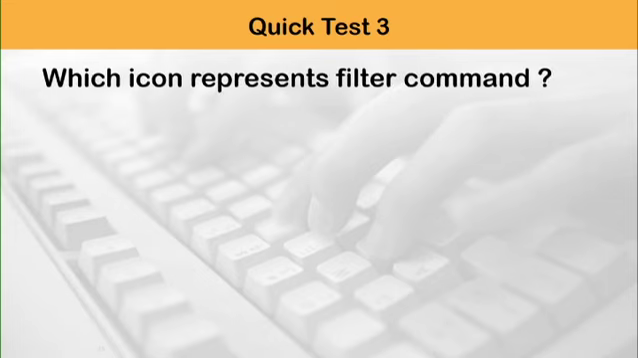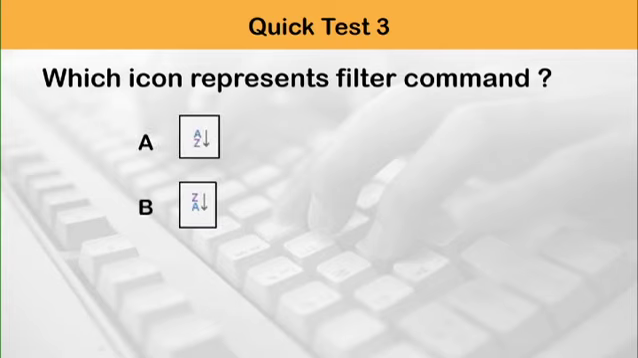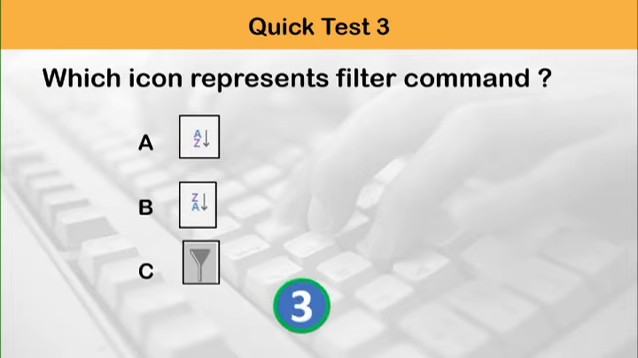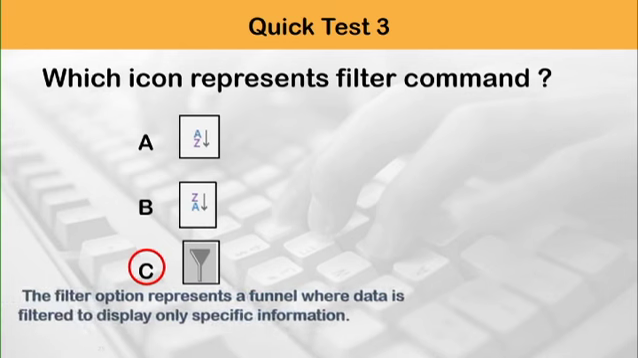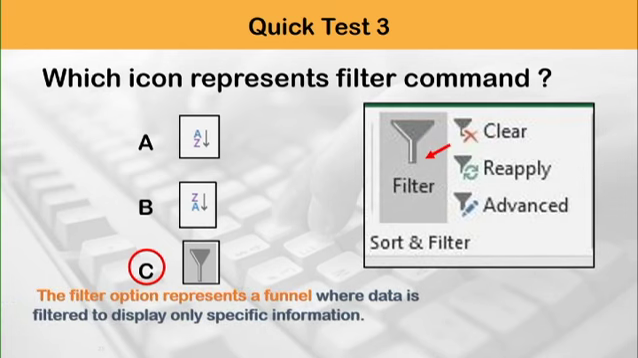Next question. Which icon represents the filter command? Is it A or B or C? The answer is C, as the filter command found in the Sort and Filter tab represents a funnel where data is filtered to display only specific information.